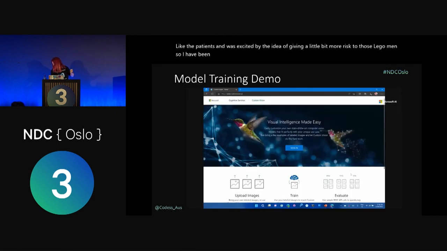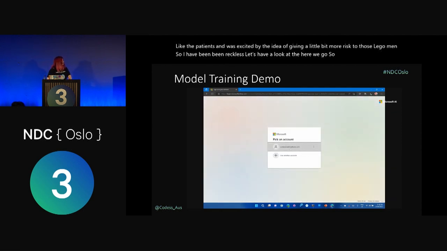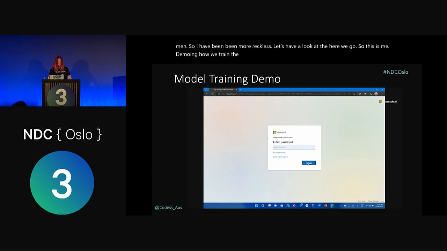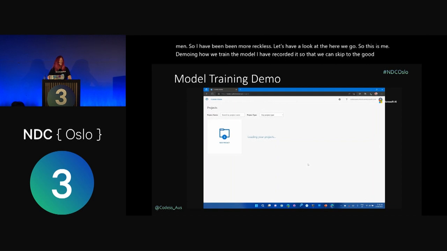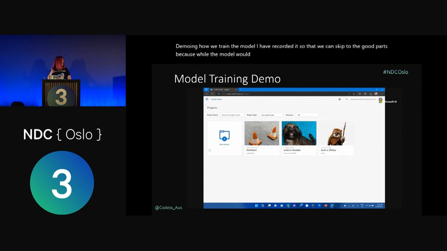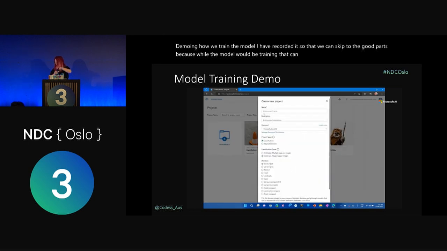Let's have a look at the, here we go. So this is me demoing how we train the model. I have recorded it so that we can skip to the good parts because while the model would be training, that can take quite a little amount of time, but it's super, super easy. Is it clear enough? Can you see the categories?